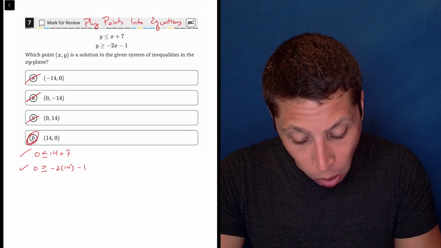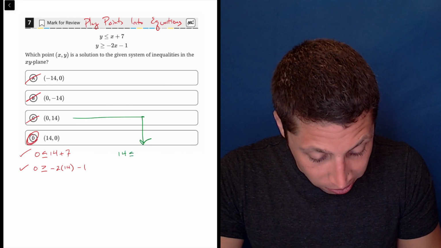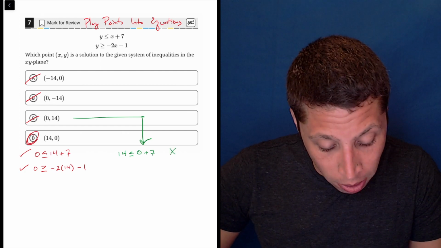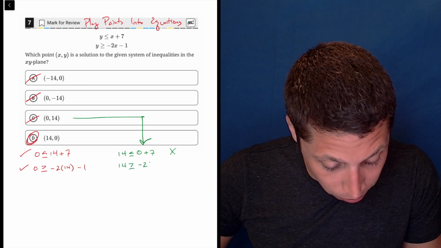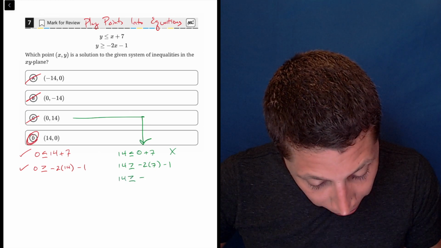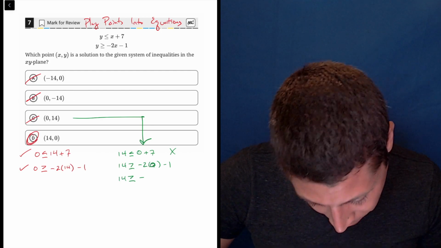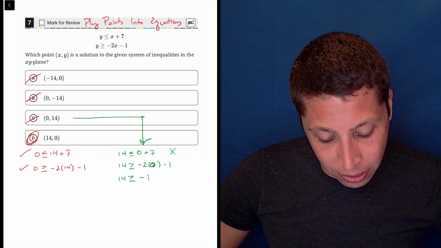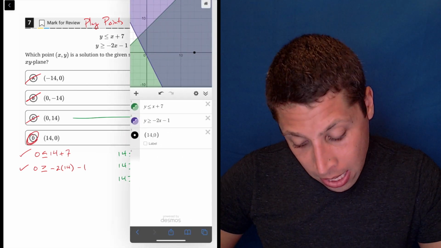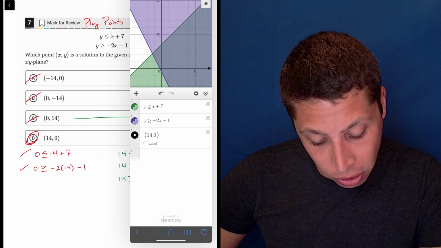Just to show you what it looks like when it goes wrong, if I do choice C, we did 0, 14. That would put 14 in the Y position. And so 14 is less than or equal to 0 plus 7. Well, that's not true, right? 14 is less than 7? No, that's wrong. Now, if we did it in the other one, 14 is greater than or equal to negative 2 times 0, minus 1. Why am I doing 7 here? 0. Careful, Mike, careful. See, this is very easy to mess up. So 14 is definitely greater than or equal to negative 1, so that is true, and that's why when we saw this point C, 0, 14, it was in the purple, but not in the green. So that's proof that it works in the second equation, but not in the first.